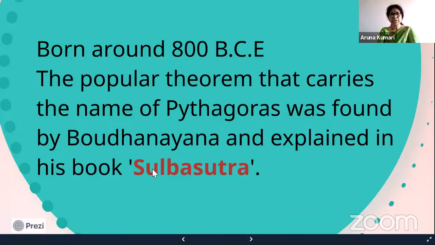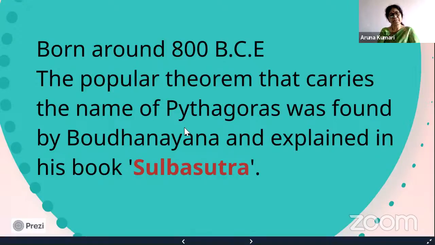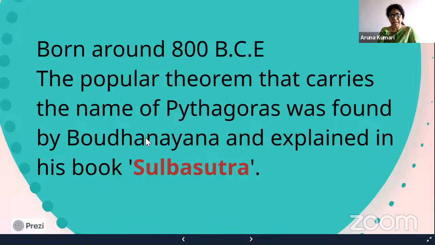Then why is it credited to Pythagoras? Pythagoras is from 500 BCE. He comes after Baudhayana, about 300 years later. But the theorem was named after Pythagoras only. Why does that happen?